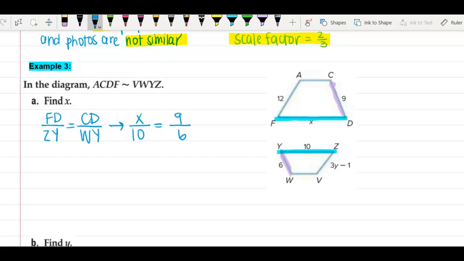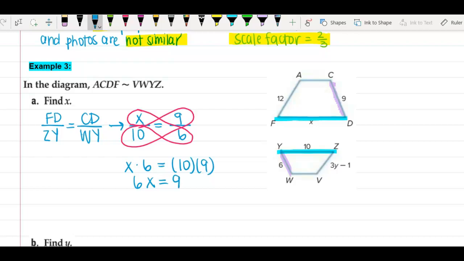Okay, once I have this set up, all I have to do, if you remember how to solve a proportion, is we cross multiply. So I'm going to do X times 6 and 10 times 9. So I have 6X equals 90. Divide both sides by 6. X equals 15.